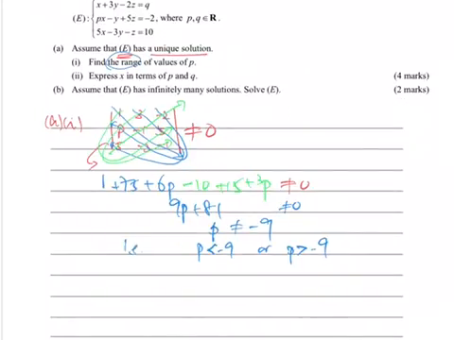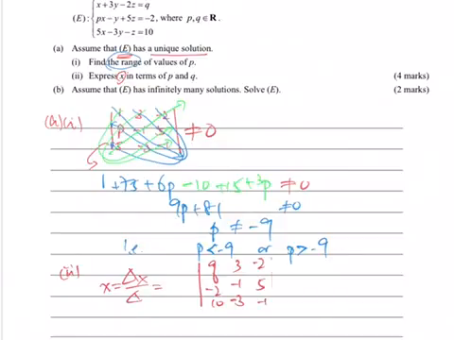Okay, now for A2, if you want to find the value of x, by Cramer's rule, x is delta x over delta. So delta x is the determinant where you replace the coefficient of x by the constant column, and the others are all the same, and over the determinant, which is 9p plus 81.